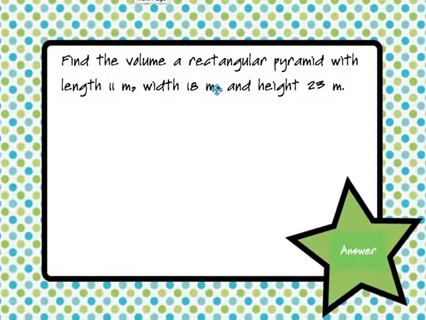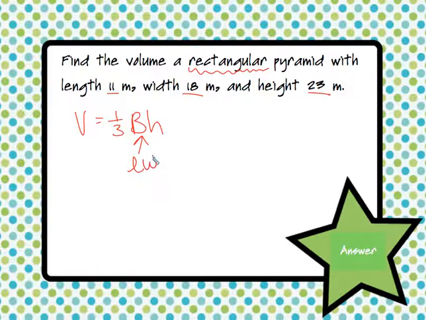So find the volume of a rectangular pyramid. Rectangular means the base is a rectangle with a length of 11, width of 18, and a height of 23. So if volume equals 1/3 area of the base times the height, and area of the base, if the base is a rectangle, is length times width, then you're looking at doing 1/3 length times width, and then the height is 23.